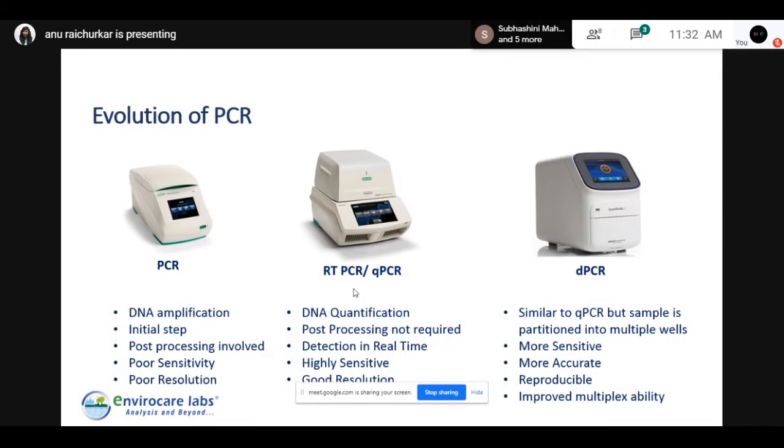Its basic function is for quantifying the DNA. Here, the advantage you have compared to PCR is that there is no post-processing. You don't have to run an agarose electrophoresis. You don't have to separate the DNA. You get the detection in real time.